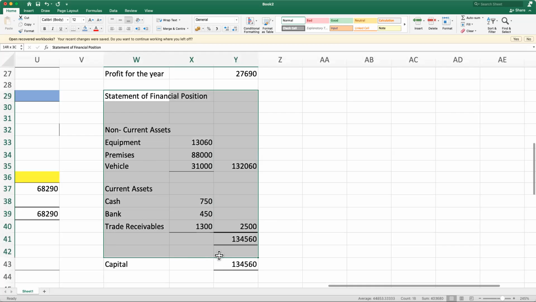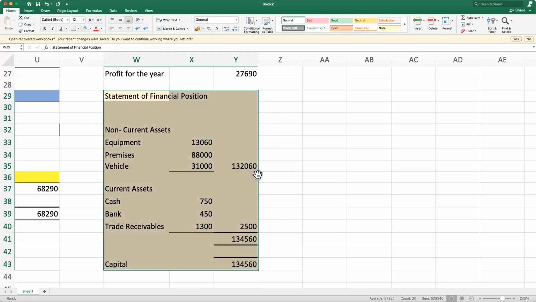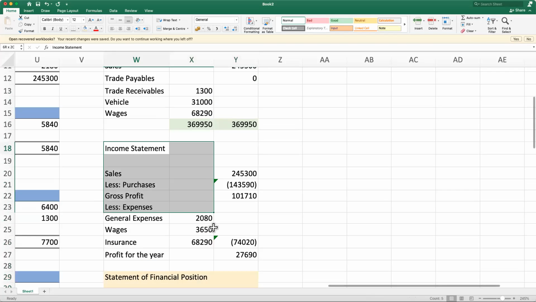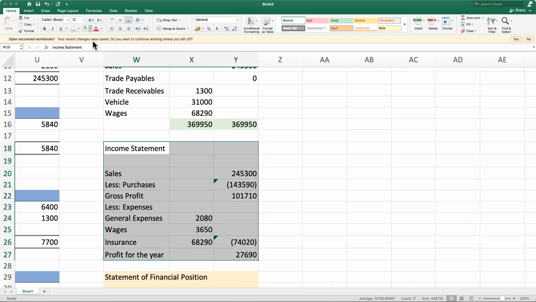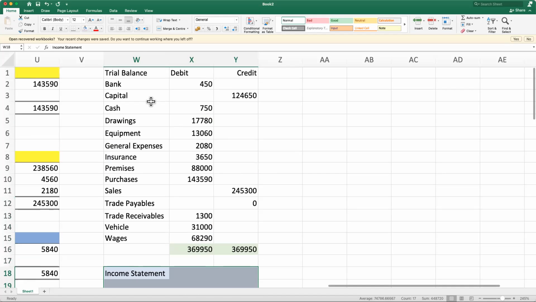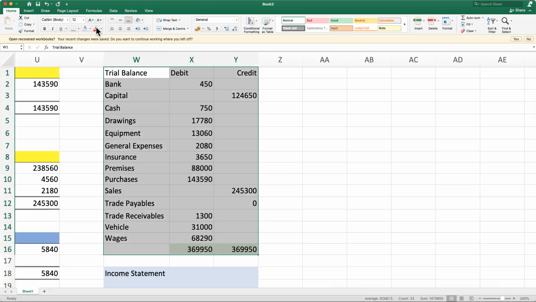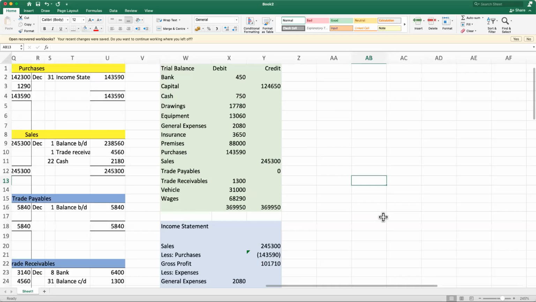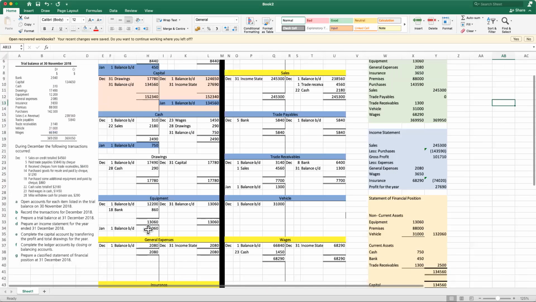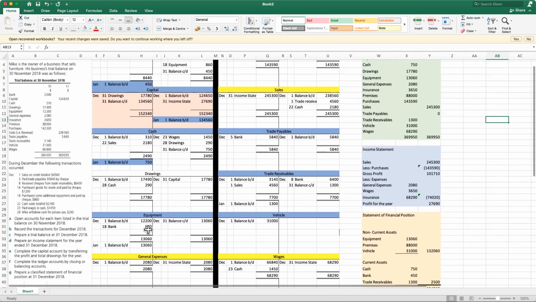Let me just highlight this here for you to see in yellow. Statement here in blue. Our balance here in green. You can see all of this here. This is your complete question number 5.